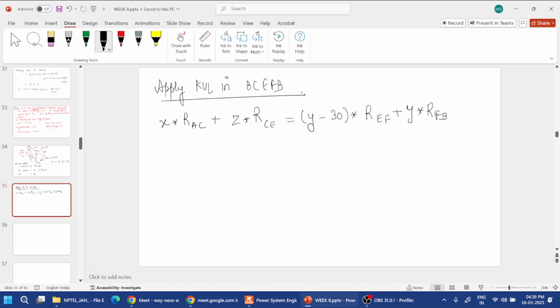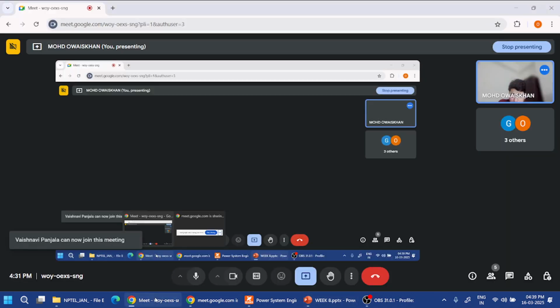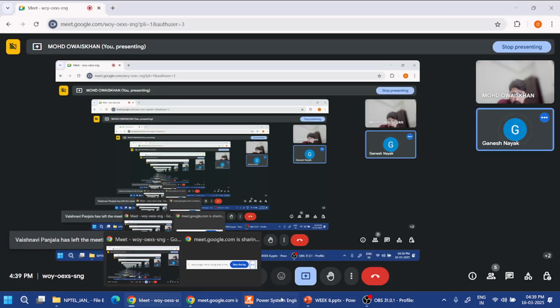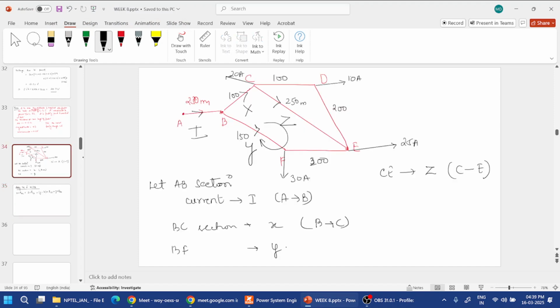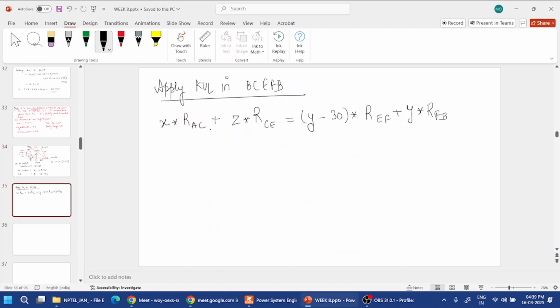Okay, so what we have considered, X is for BC, from B to C, and from CE it is Z, and for BF, Y is the direction from B to F. Okay, so basically it will come out to this.